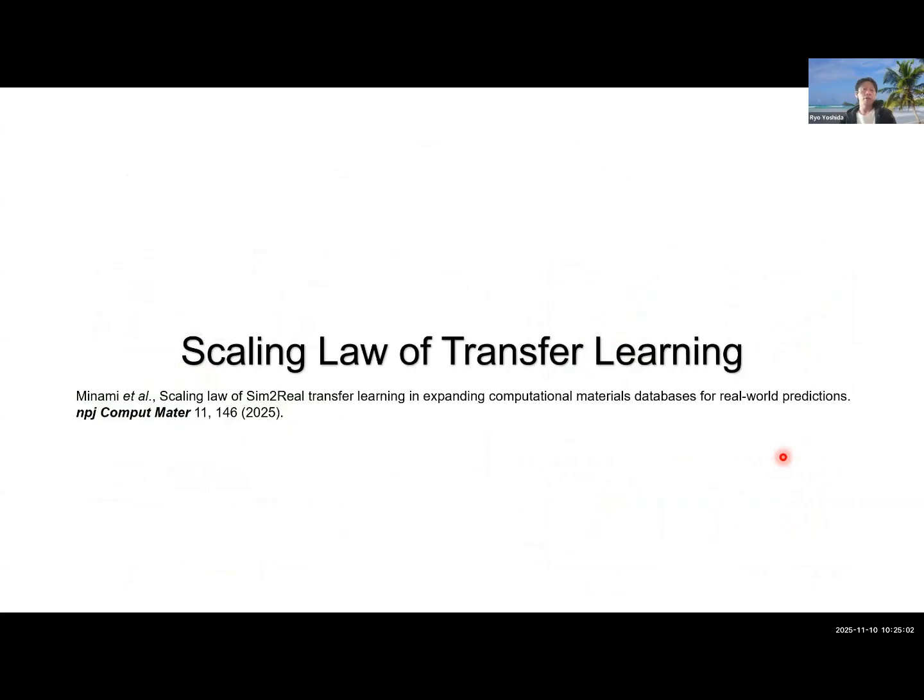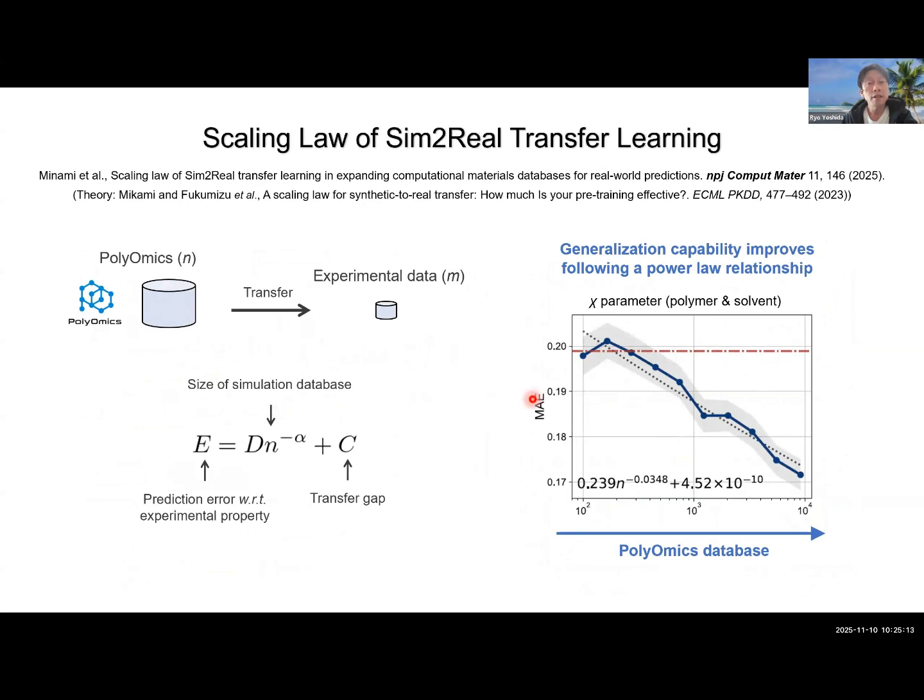So here I'd like to describe a very important concept of Sim2Real transfer learning, which is called the scaling law. As I described so far, we use the data from PolyOmics, where the number of samples in PolyOmics is denoted by small n. We first pretrain the foundation model, which is then fine-tuned to the predictive model for the experimental property by using a limited amount of experimental data. In such a workflow, it's theoretically known that the scaling law holds as described here.